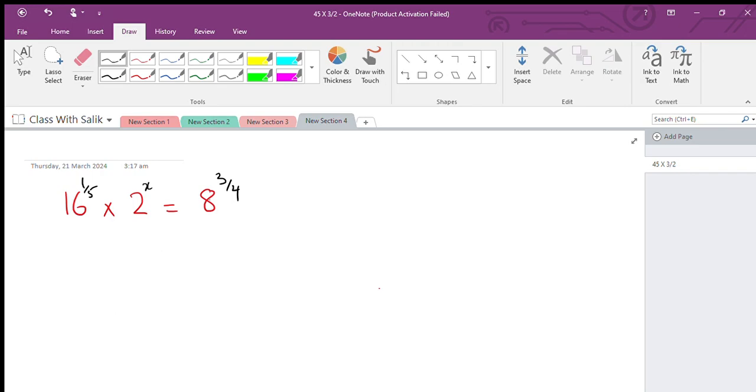So here we have this question from Edexcel board, June 2017. So it's basically related to indices. Here we can see that 16 raised to power 1 over 5 into 2 power x equals 8 raised to power 3 over 4. So what do we have to do here?